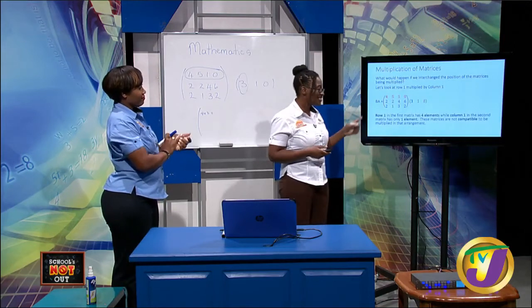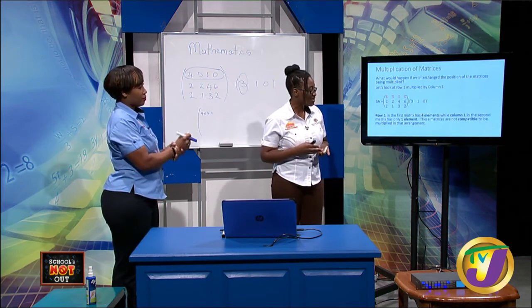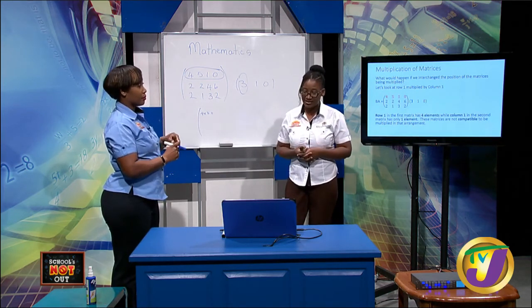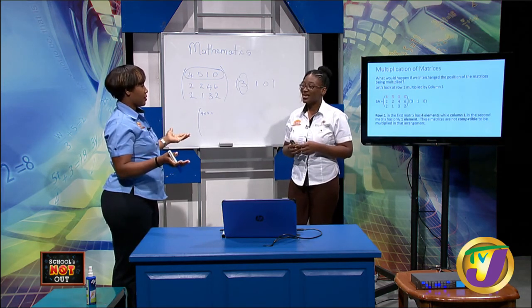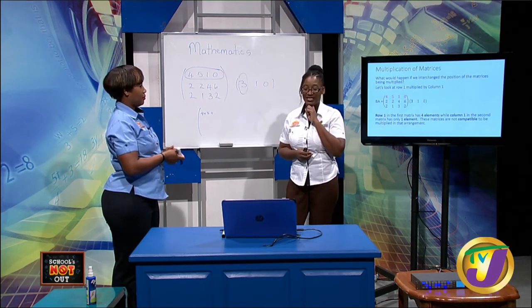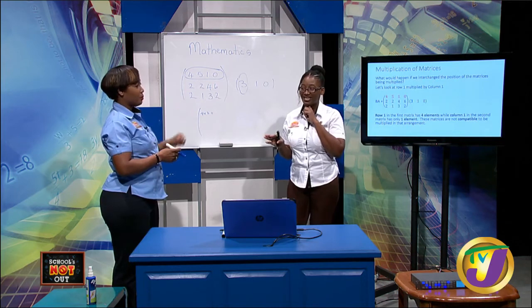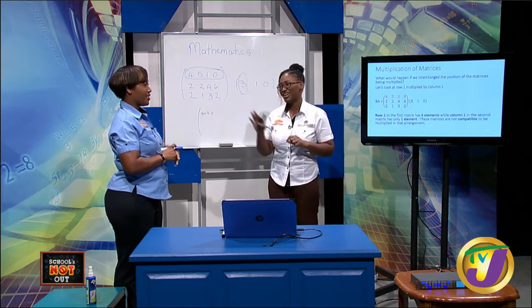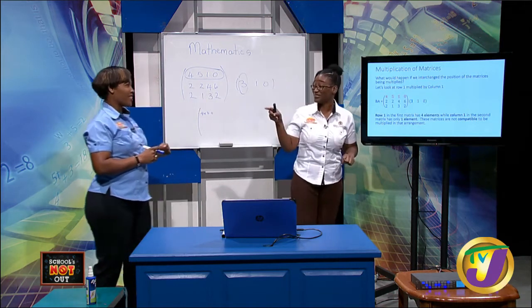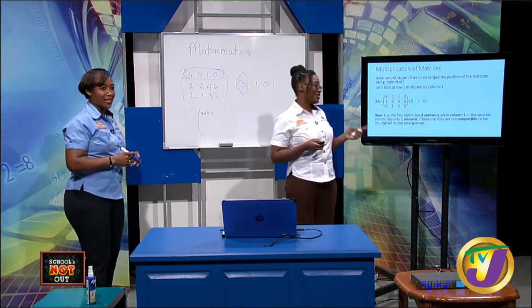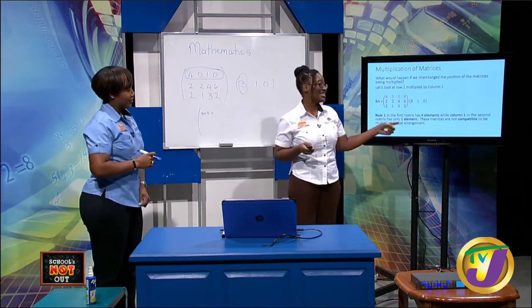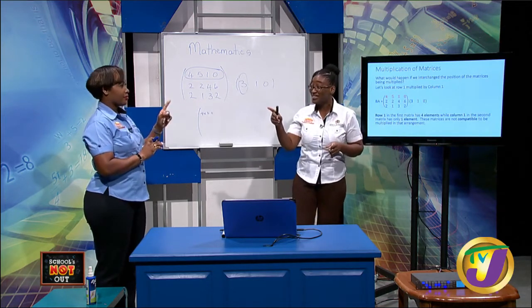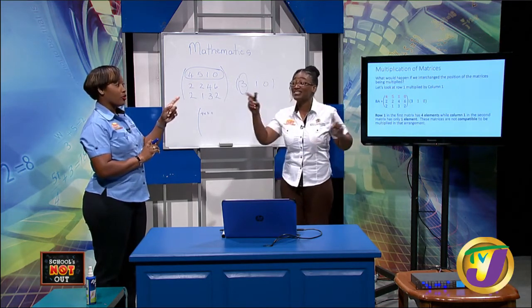So we're noticing that row 1 in the first matrix has four elements, while column 1 in the second matrix only has one element. There's a word that we use, we talk about compatibility. They're not compatible. In math, these matrices are not compatible to be multiplied in that arrangement. But it's true in that arrangement.